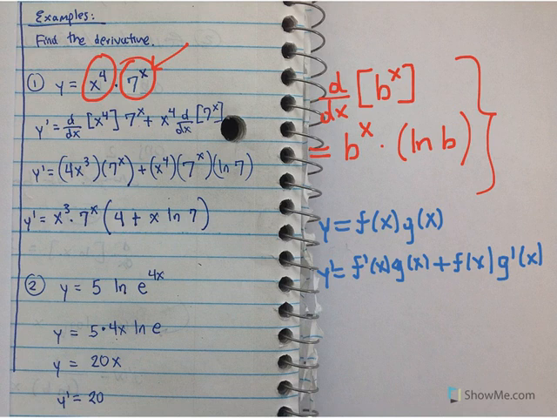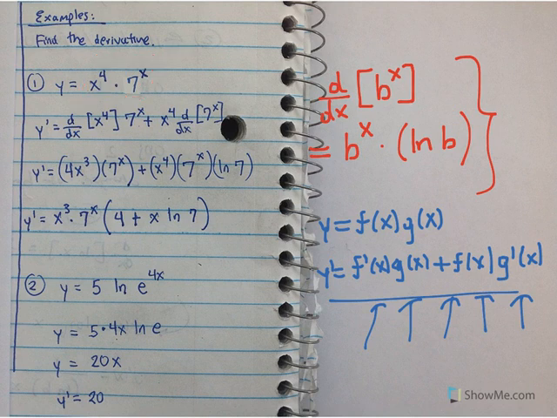So the product rule says if you have a function that's a product of two differentiable functions, the derivative may be found by using the product rule: the derivative of the first function times the second plus the first function times the derivative of the second. So we're going to use that to do number 1. So number 1, we have the product of x to the 4th and 7 to the x. So now we use the product rule to find y prime.